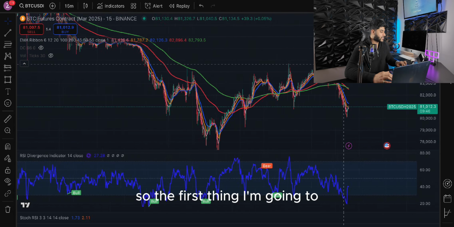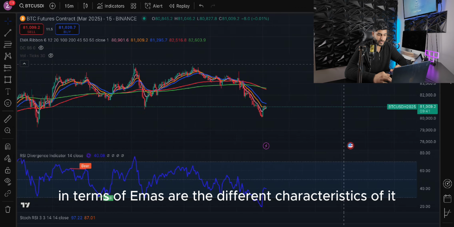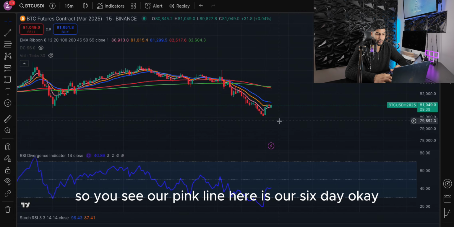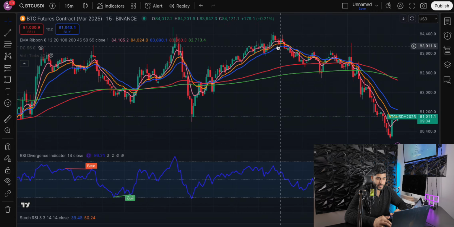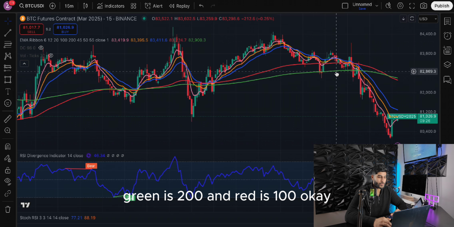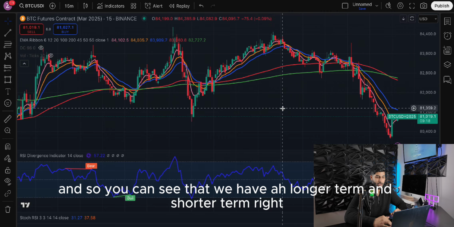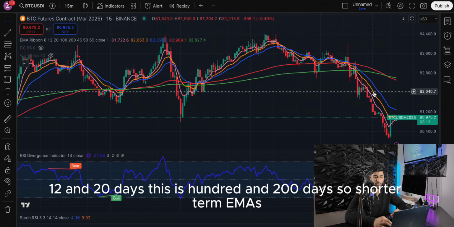So the first thing I'm going to explain to you in terms of EMAs are the different characteristics of it. So you see our pink line here is our 6-day, okay? That goes across up here. You can see that pink line, right? Pink line is 6-day, orange is 12, blue is 20-day, green is 200, and red is 100, okay? And so you can see that we have longer term and shorter term, right? These are 6, 12, and 20 days. This is 100 and 200 days. So shorter term EMAs, longer term EMAs.